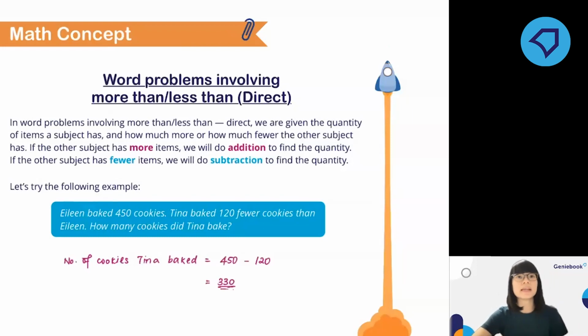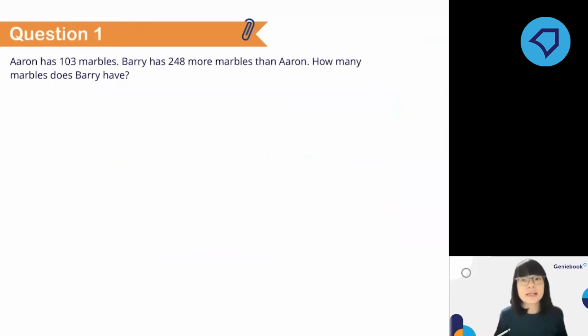Okay, so this one is easy. Right, easy. Okay, so let's try one more before I give you your bubble question. Aaron has 103 marbles. Barry has 248 more marbles than Aaron. How many marbles does Barry have? So we have subject 1, who is Aaron, subject 2, who is Barry, and Barry has more. So what do we need to do if Barry has more?